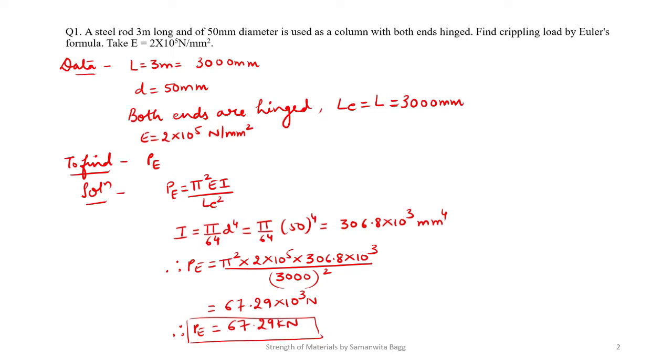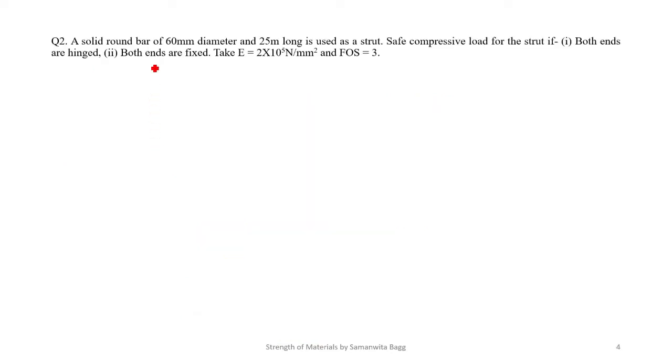Let's take up another numerical now. A solid round bar of 60 mm diameter and 25 meter long. The diameter is given as 60 mm. The length L is given as 25 meter, that is 25,000 mm. It is used as a strut. Find the safe compressive load for the strut if both ends are hinged. Okay, so I need to find the safe compressive load. That is, I need to find PS.